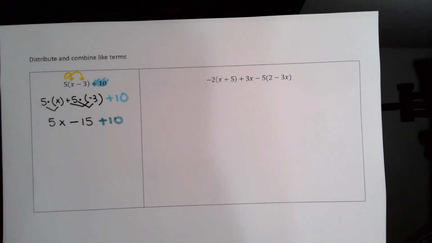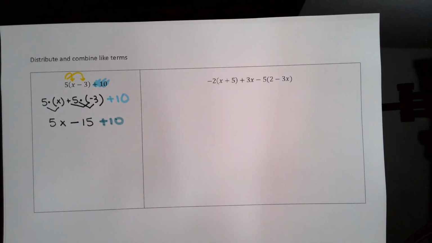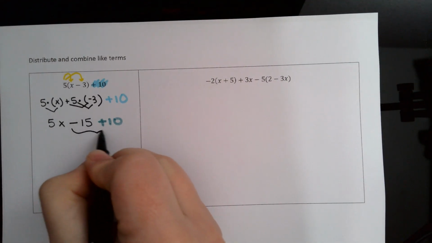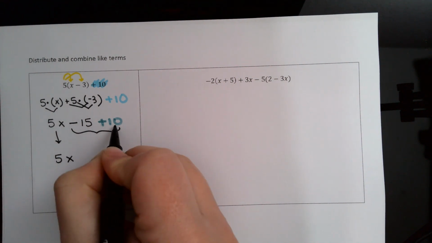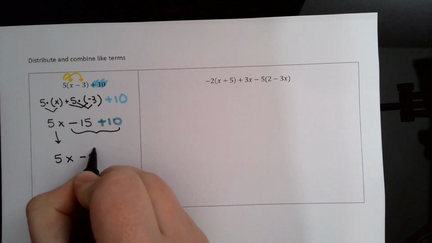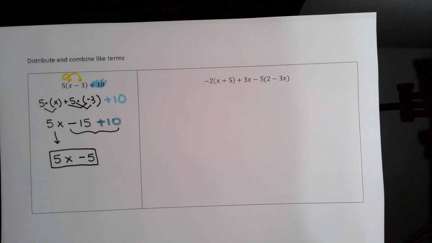Combining like terms is here. After you distribute, you're going to look, do I have the same letter? Do I have no letters? Here's no letters. This is counters. We get 5x. 15 minuses, 10 pluses. We get negative 5.